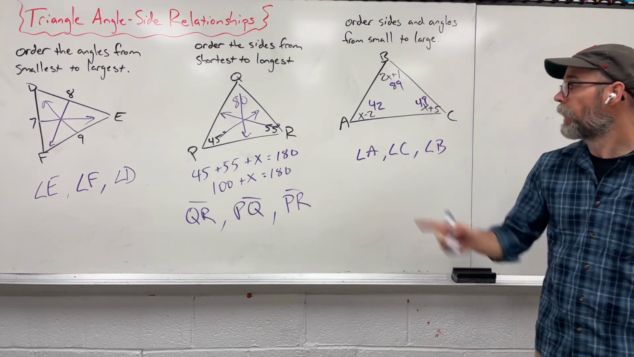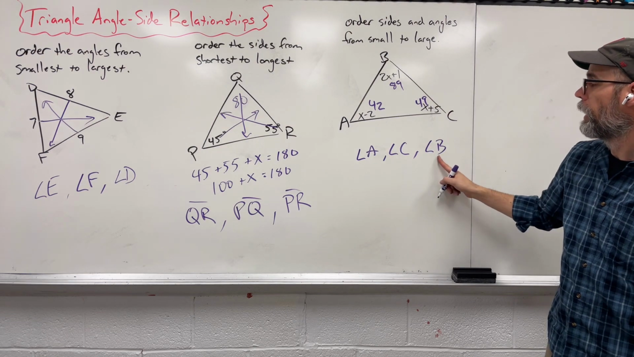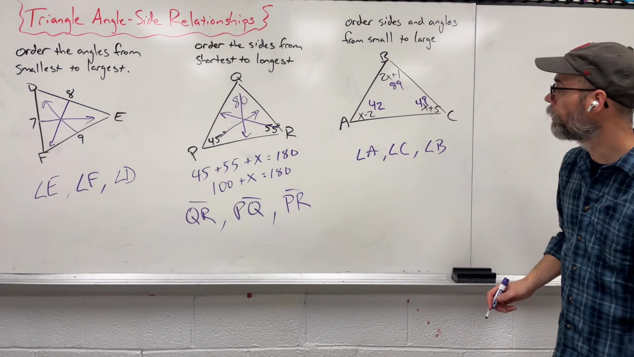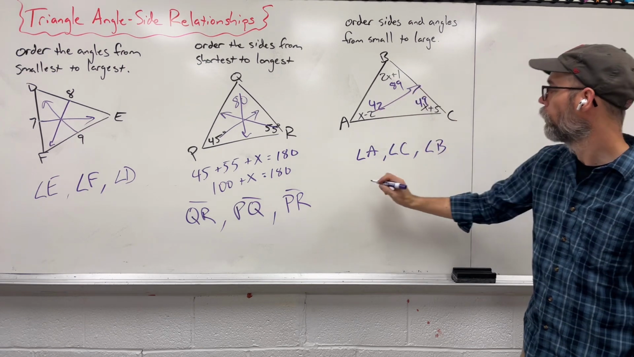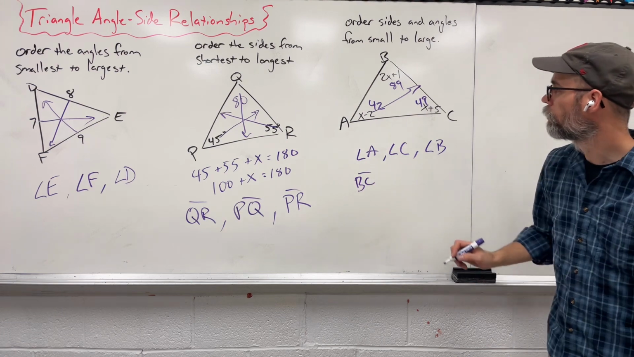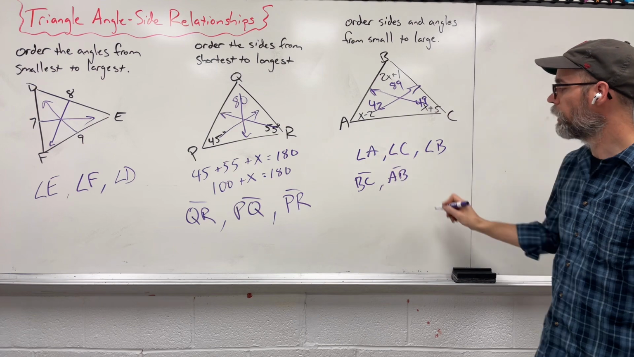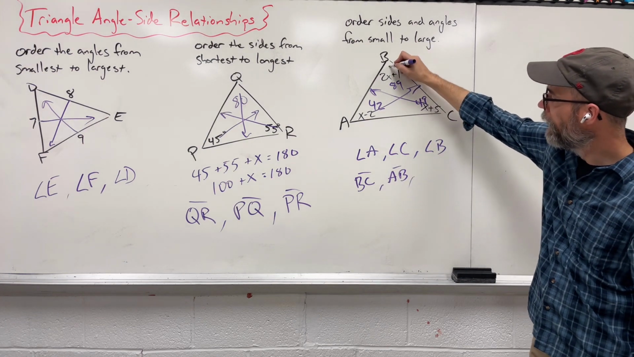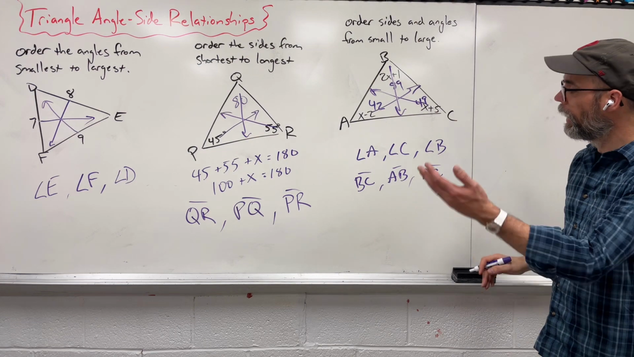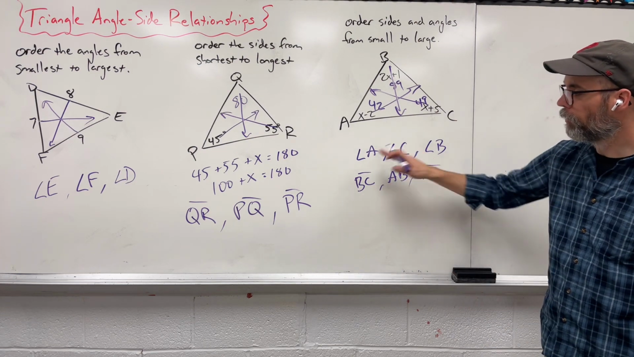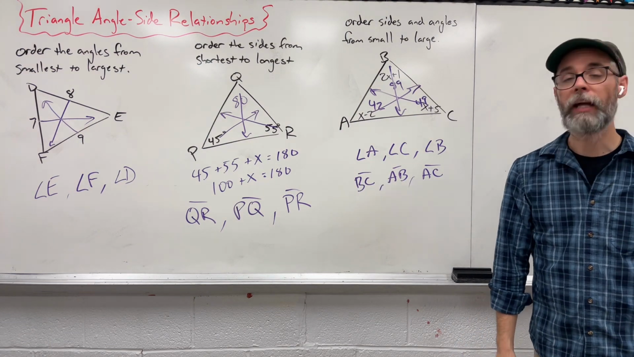Okay, we have our angles, and when we look at the actual measurements that we plug in, 42, 49, 89, they work in order. Now, how about our sides? Shortest side: we have shortest angle, 42. Over here, we have BC, smallest. Next is 49. That'll be AB. Biggest angle, 89. Opposite that is going to be AC. And we've got small to large, both angle and side. And that's using the triangle angle-side relationships.